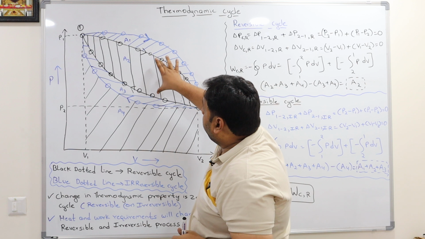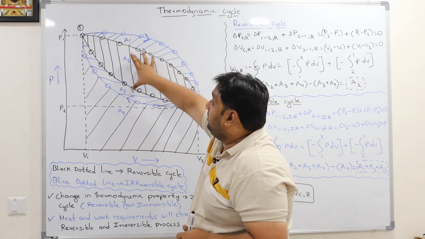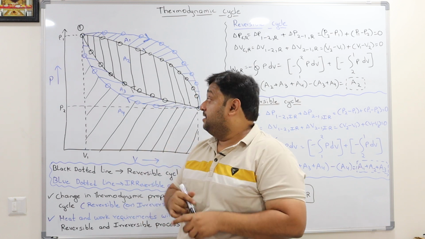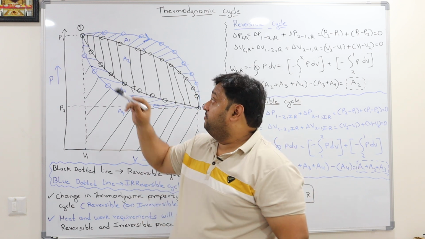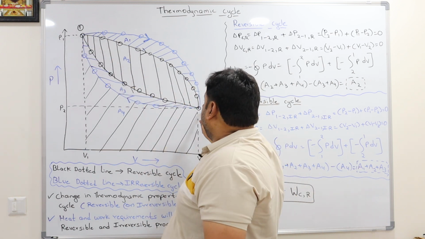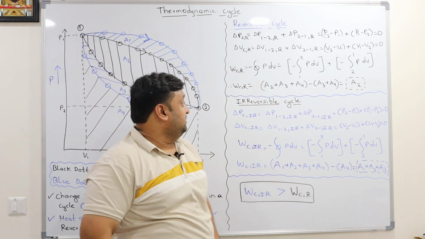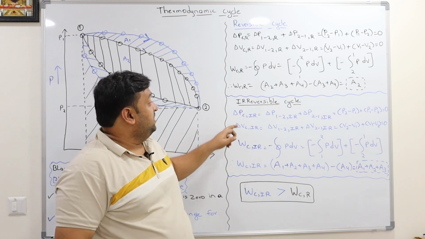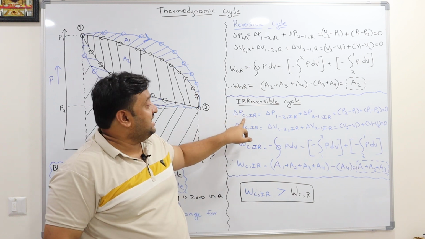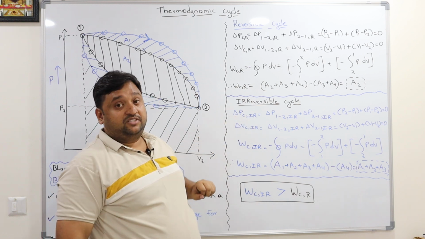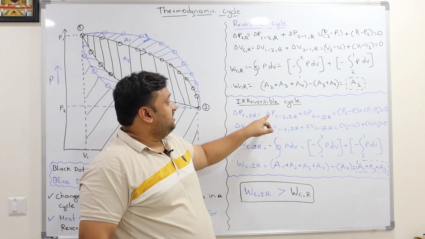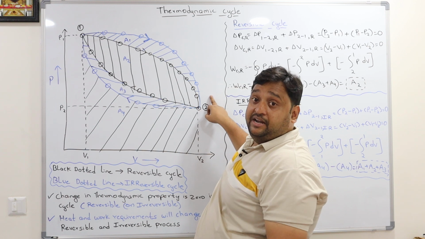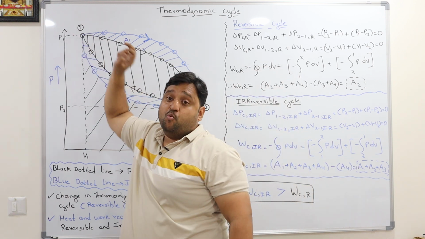That means the area between these two black curves. Similarly, let us take the example of the irreversible cycle, the blue one. Let us calculate the change in the property value. Change in pressure in a cycle, that is the irreversible one. That means delta P from 1 to 2 and delta P from 2 to 1.